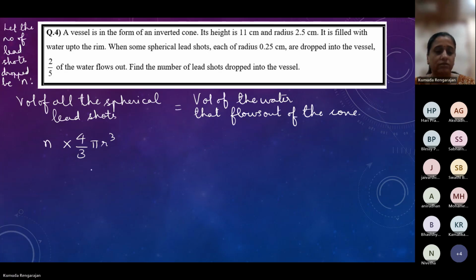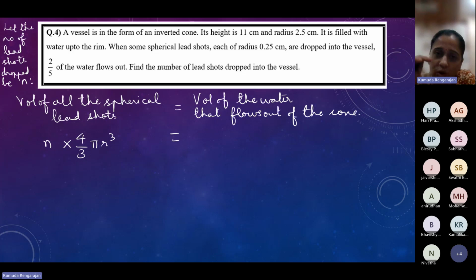is equal to the volume of the water that flows out. How much flows out? 2/5 of the water flows out. So how do you find 2/5 of the volume? Whatever is the volume, 2/5 of the water flows out means 2/5 of the volume of the water in the cone flows out. What is the volume of the water in the cone? It's equal to the volume of the cone, because the cone is full of water. The water is filled up to the rim.